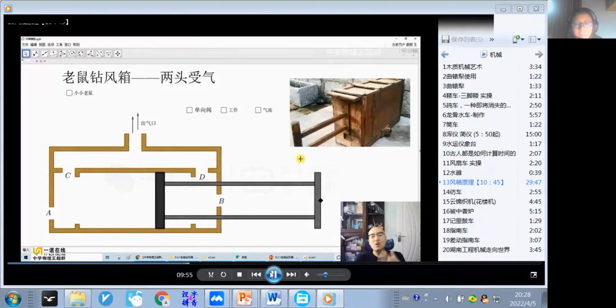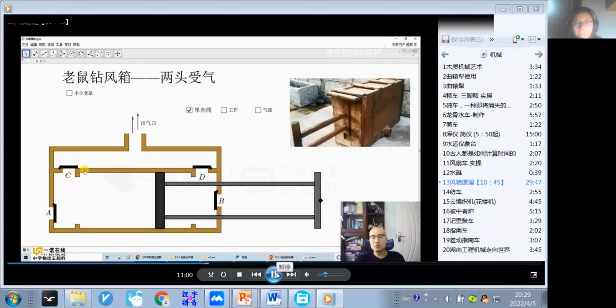He introduced 单向阀 in the physics field. 单向阀 means one direction door, similar to a door. So you can see here, the air can only go through this way and cannot go back, just like a door.